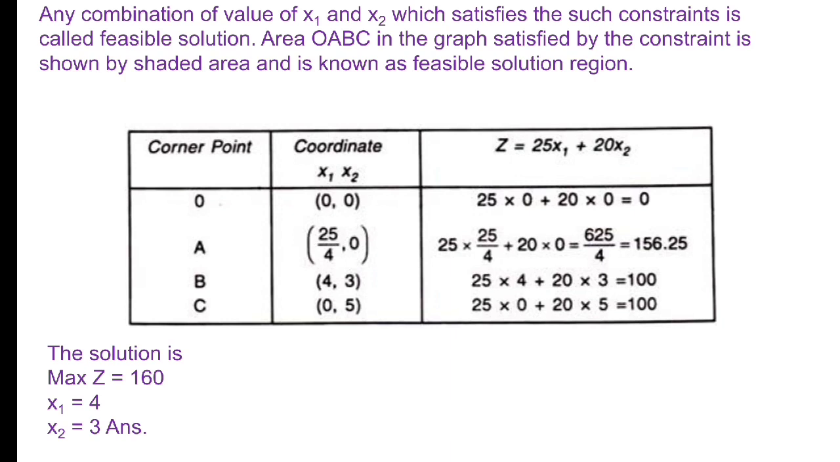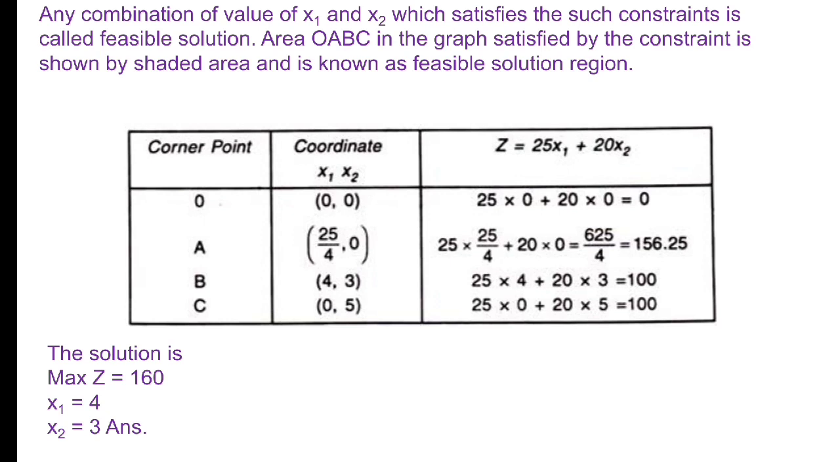Then 0 comma 5: 25 into 0 plus 20 into 5, we will get 100. So the maximum value we get is at the B point, 4 comma 3. So maximum Z equal to 160, then x1 equal to 4, x2 equal to 3. This is the way we can do the formulation and then solve the graphical problem.